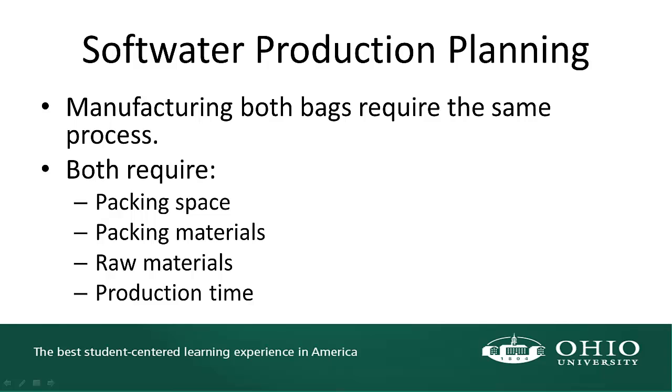In terms of the processes required to produce the 40-pound bag and the 80-pound bag, they require the same process. So we have packaging. We have a space requirement, so much square footage could be dedicated to the packaging of the material and the storage of material. We have the packing material constraint, so we only have so much material that we can actually pack the bags with. We have a raw material constraint, albeit salt, and we actually have a production time constraint.